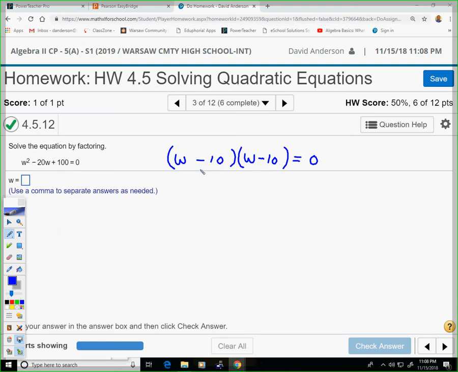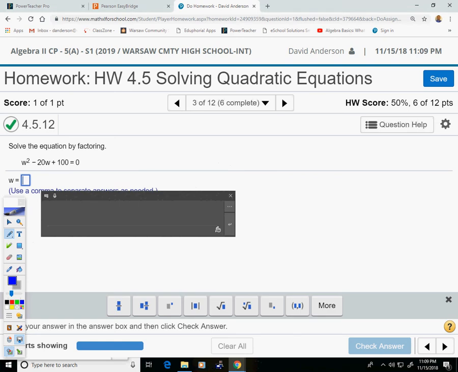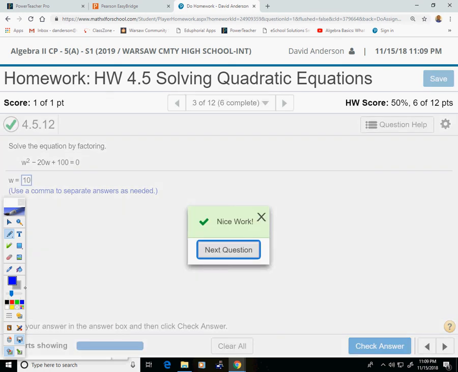All right, so what makes this binomial factor 0? Well, w would have to equal 10, because 10 minus 10 is 0. What makes this binomial factor 0? 10 also. And it makes sense, these are both the same. I'm not going to plug 10 in twice. You don't write in 10 comma 10, you just plug in 10. There's only one solution here. Okay, so 10. All right, nice work.